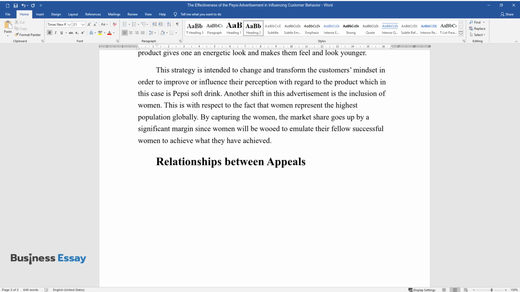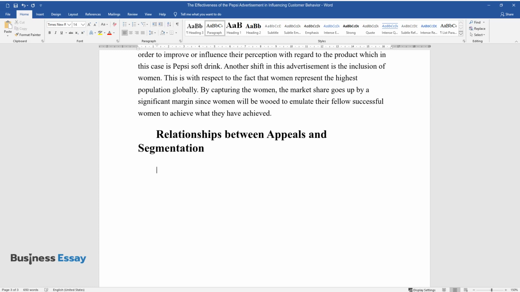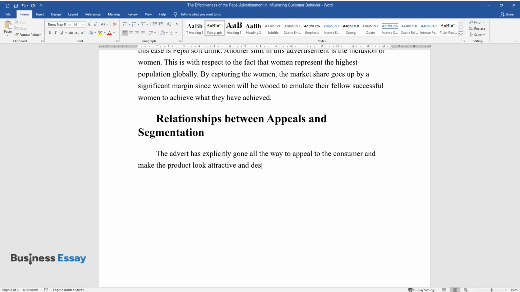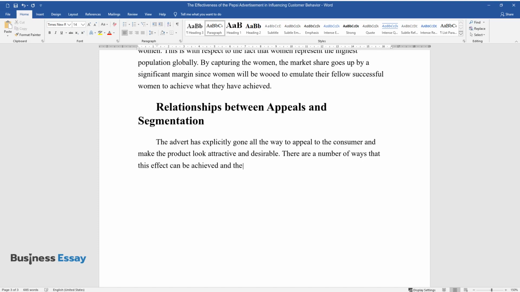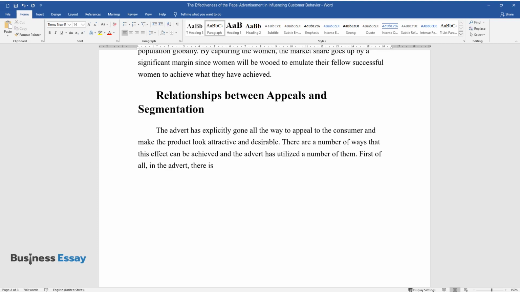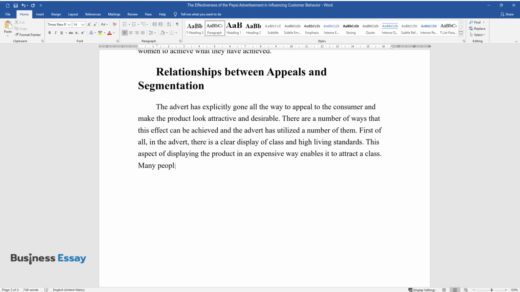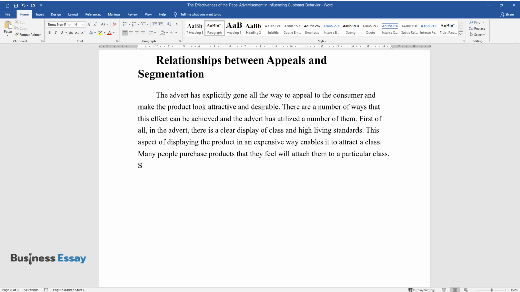Relationships between appeals and segmentation. The advert has explicitly gone all the way to appeal to the consumer and make the product look attractive and desirable. There are a number of ways that this effect can be achieved and the advert has utilized a number of them. First of all, in the advert, there is a clear display of class and high living standards. This aspect of displaying the product in an expensive way enables it to attract a class. Many people purchase products that they feel will attach them to a particular class.